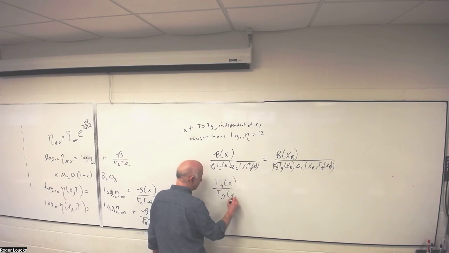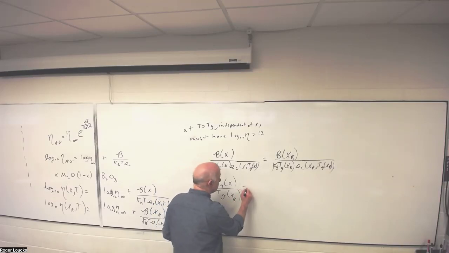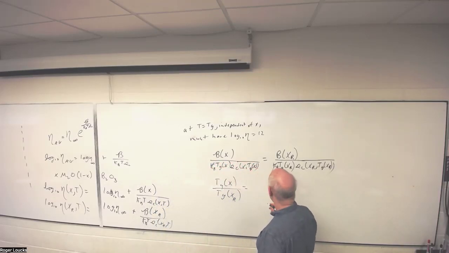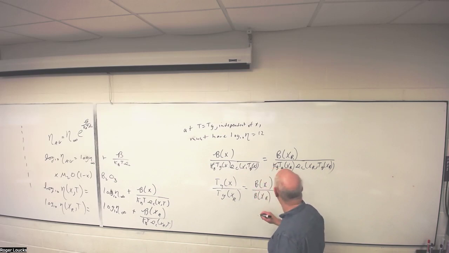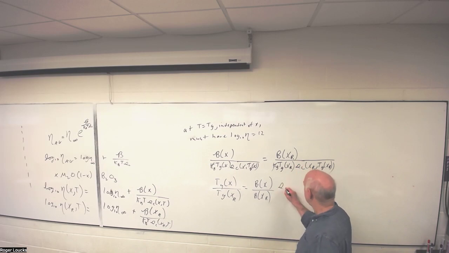some reference temperature. Glass transition temperature at some reference temperature equals then this EX over BXR. And then we have this SC XR, TG XR, S sub C X of X.